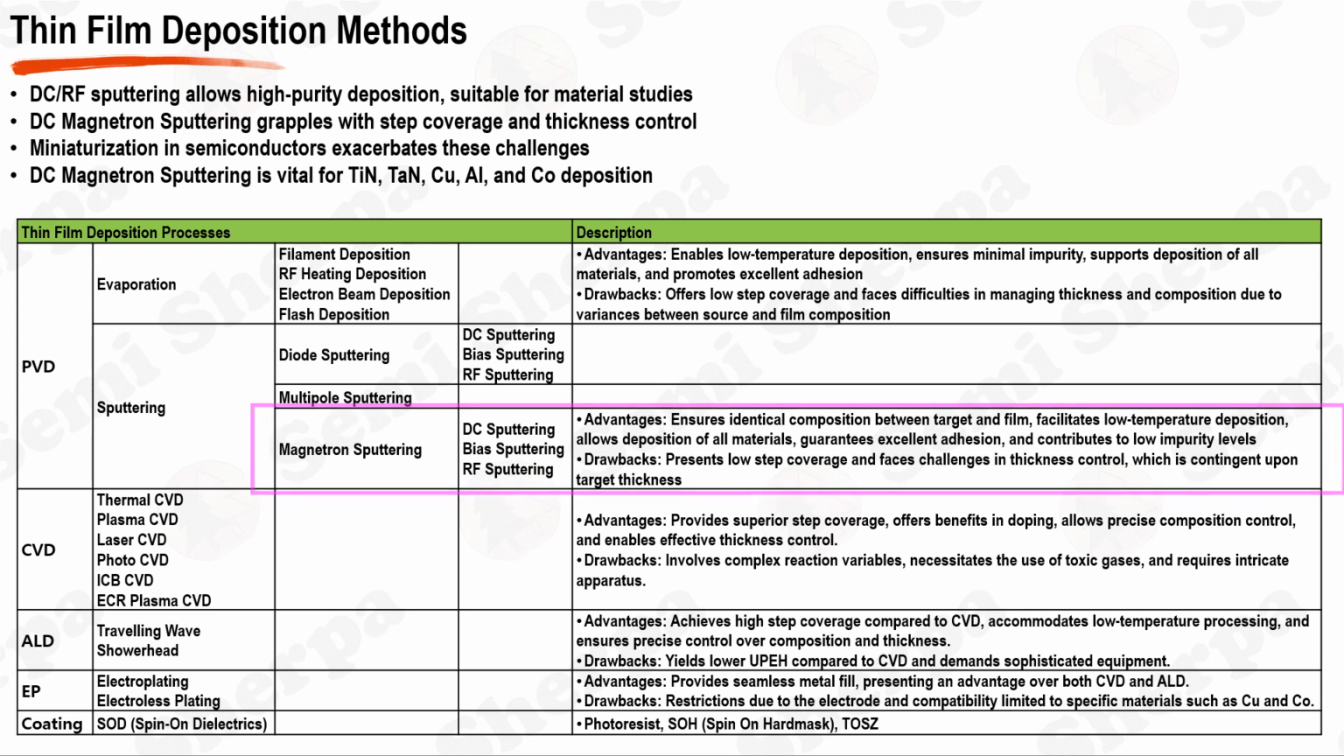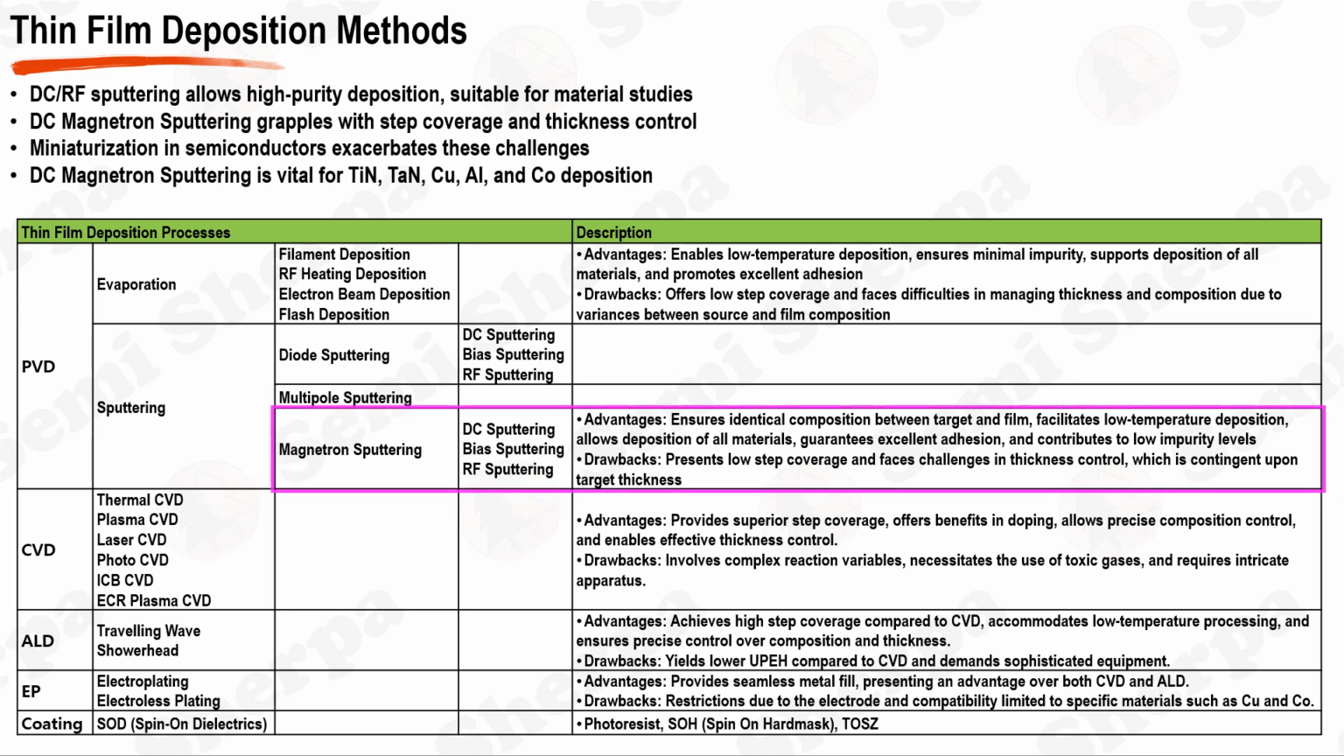This adaptability made it an excellent choice for material studies, contributing significantly to our understanding of various materials at the atomic level. However, as we navigate the landscape of semiconductor manufacturing, our focus shifts towards DC magnetron sputtering. Over time, the evolution of this technique has paralleled the miniaturization trend in semiconductor devices. As these devices have become smaller, the challenges in the step coverage and thickness control of deposited films have become more pronounced. Consequently, the use of DC magnetron sputtering in the semiconductor industry is gradually fading.